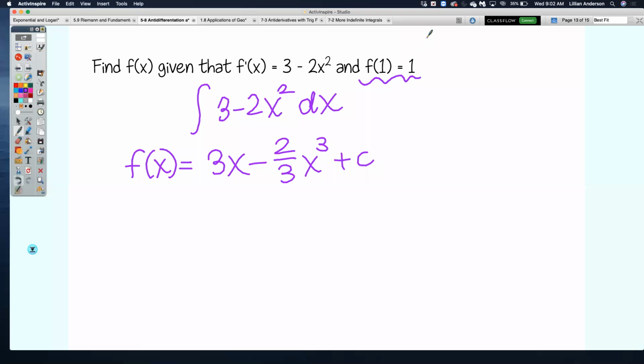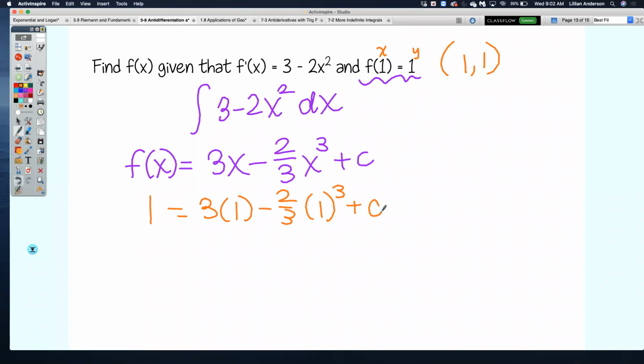Okay? So now that we have our general solution, our general equation, we want to find a specific one that actually goes through the point 1, 1. Remember, this is your x, and f of x is equal to y. So I'm going to plug 1 in for f of x. I'm going to plug 1 in for x. And I'm going to solve for c.